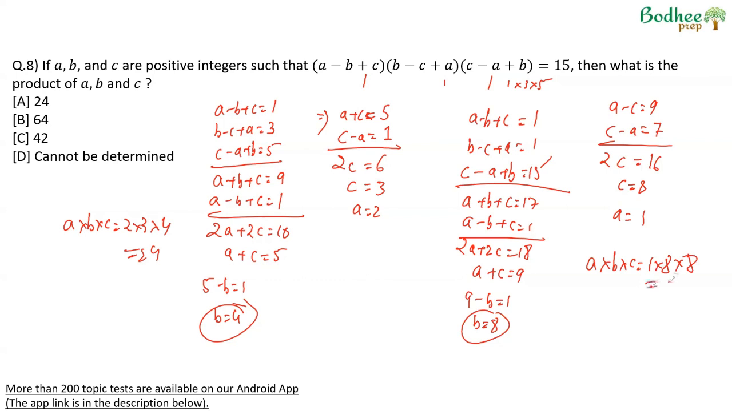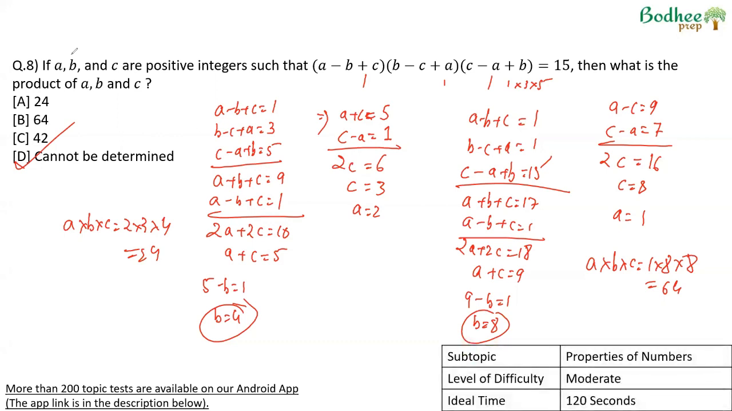So what is the product of ABC? Multiple values are possible, therefore it cannot be determined. Moderate level of difficulty, very high chances of getting this question wrong, because we'll get one case and we'll get an answer. If we miss the second case, it is a negative marking for us.